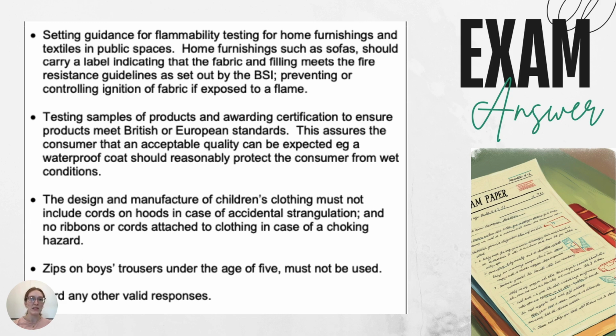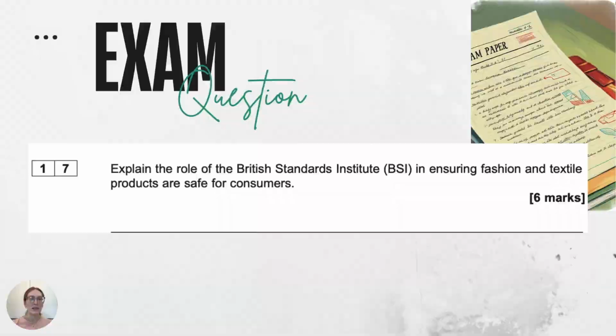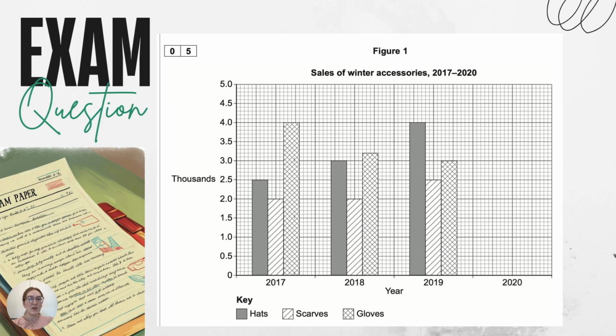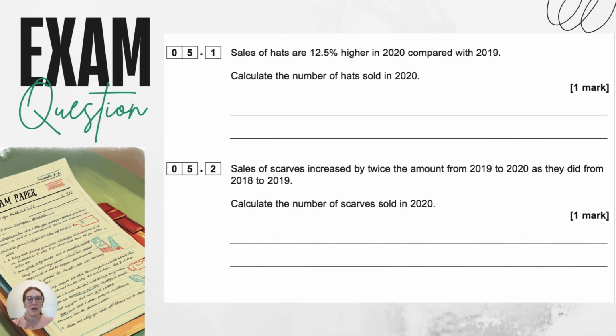Testing samples of products and awarding certification to ensure products meet British or European standards. Design and manufacture of children's clothing must not include cords or hoods. And then zips on boys' trousers under 5 must not be used. So then we just did these maths questions. I won't go through those either.